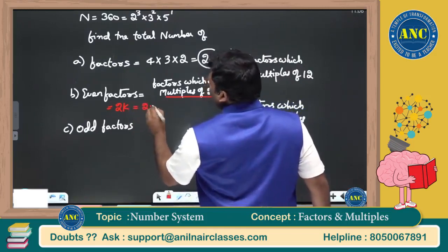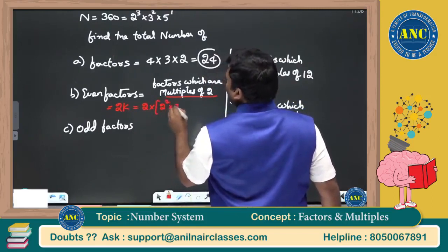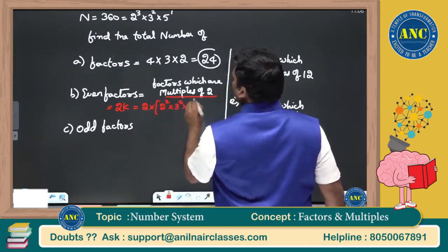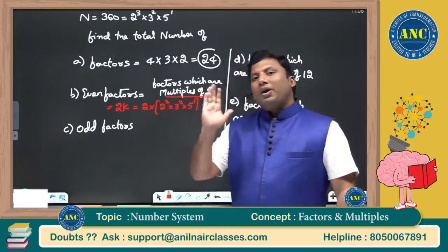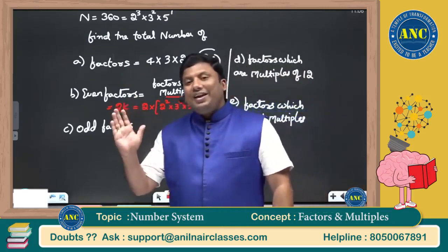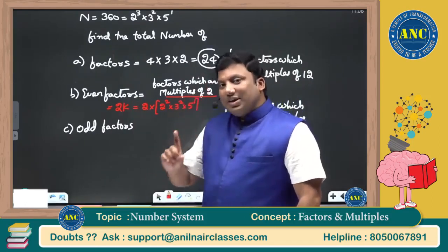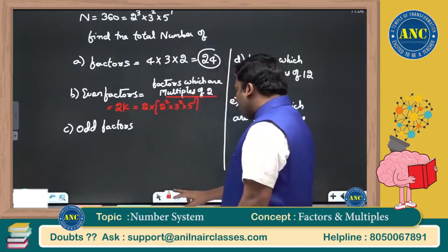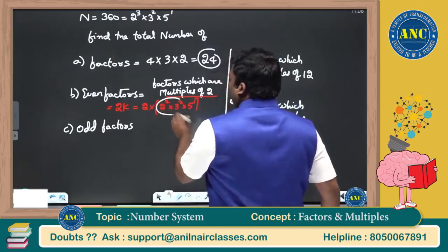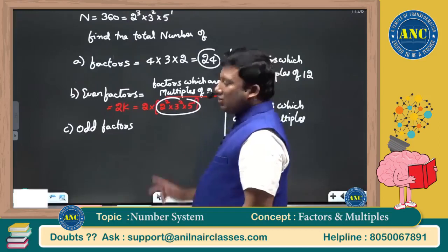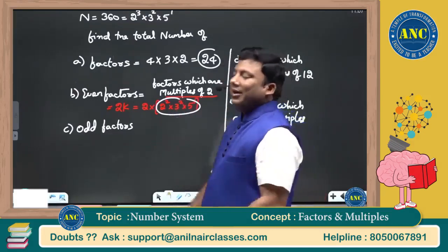2 into, what will be the remaining number? 2 square, 3 square, and 5 power 1. Only 1 power of 2 I took it outside. Why? Any factor which is an even number should be a multiple of 2. So these are all the numbers which are getting multiplied by 2. By getting multiplied by 2, they automatically become even numbers.